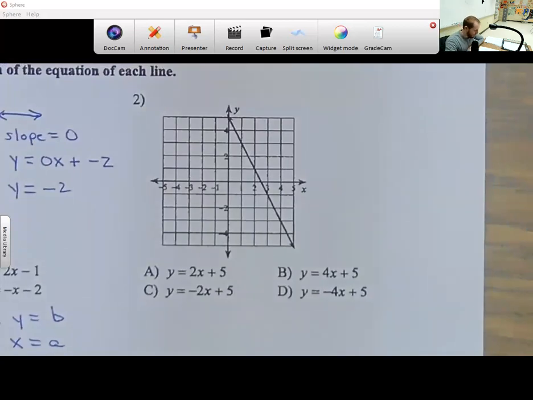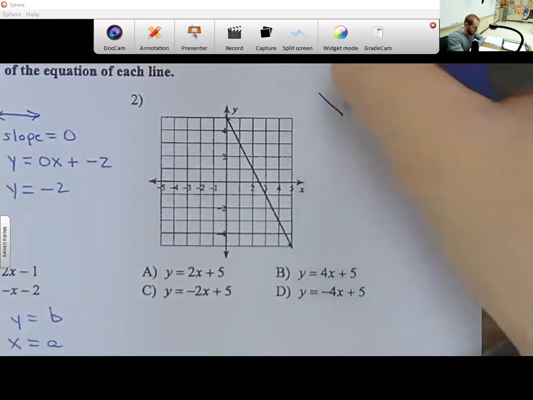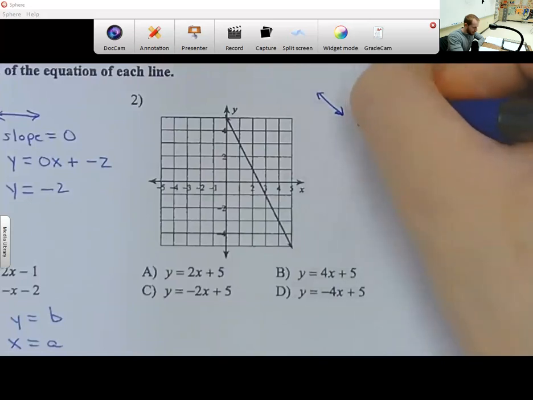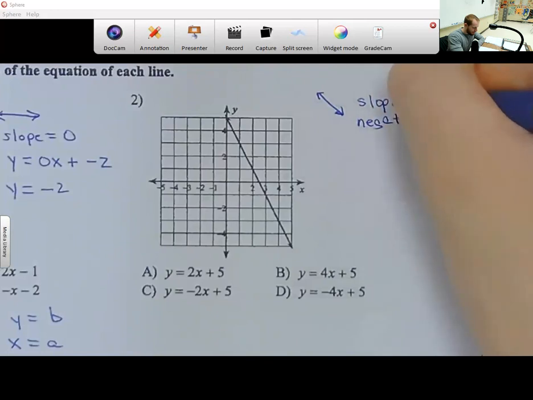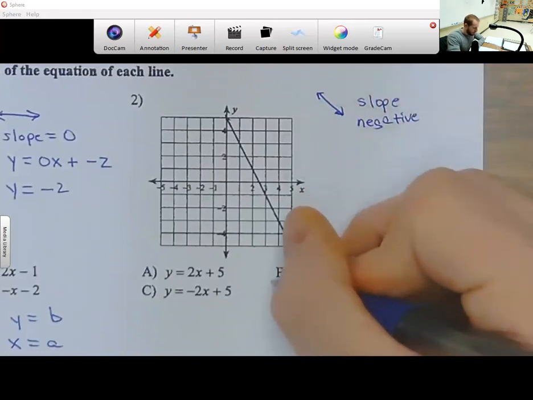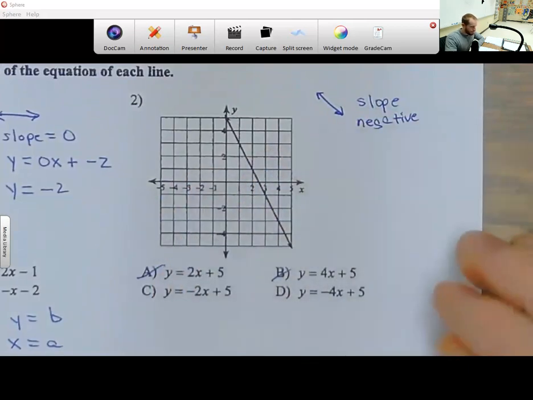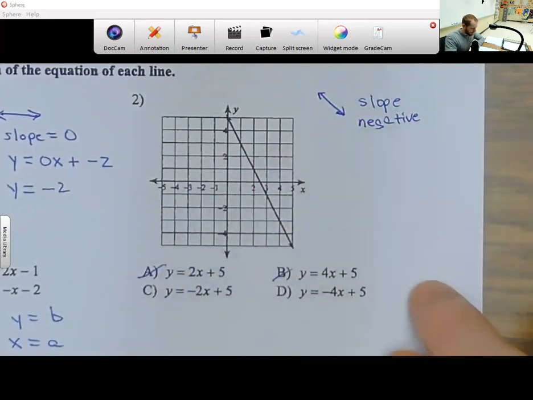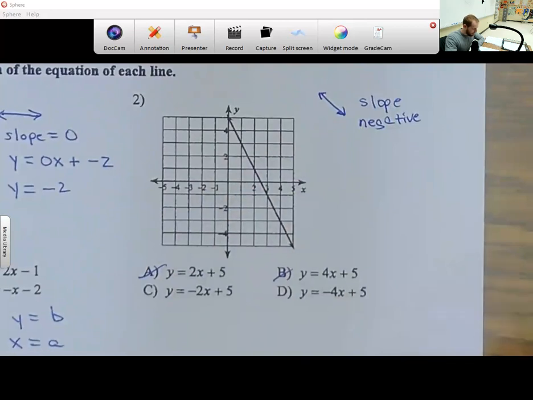Now for this one, notice that the graph is going down. The graph is going down from left to right. So I know that the slope is going to be negative this time. So I can safely cancel out A and B. They have positive slopes. That's not going to work. So it's either between C or D.